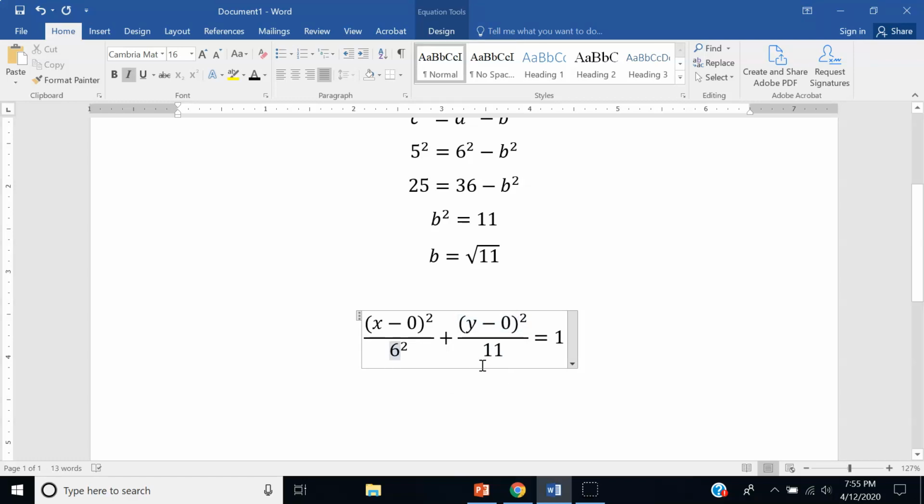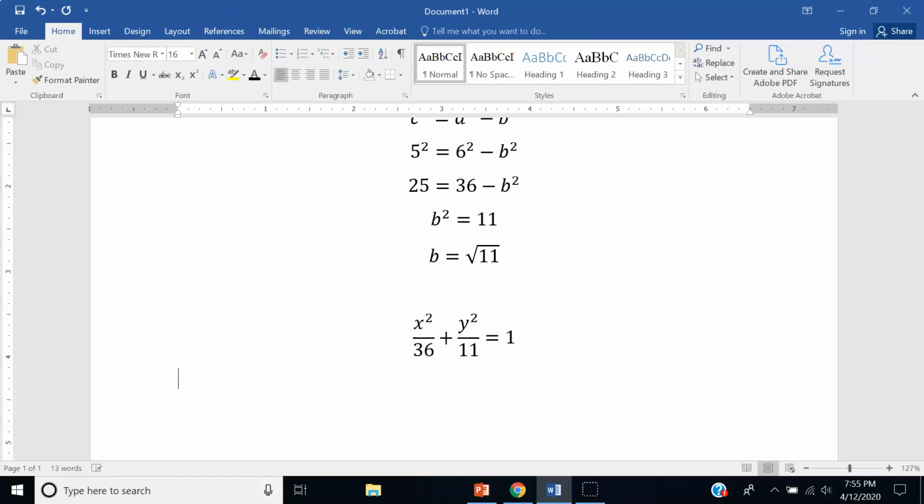A squared is 6 squared. I'm going to call that 36. X minus 0 squared, I'm going to clean that up a little bit and just call that x squared. Y minus 0 squared, I'm just going to call that y squared. So this is the equation, the simplified version of the standard equation of the ellipse we were describing. So there you go. That's how to deal with ellipses.